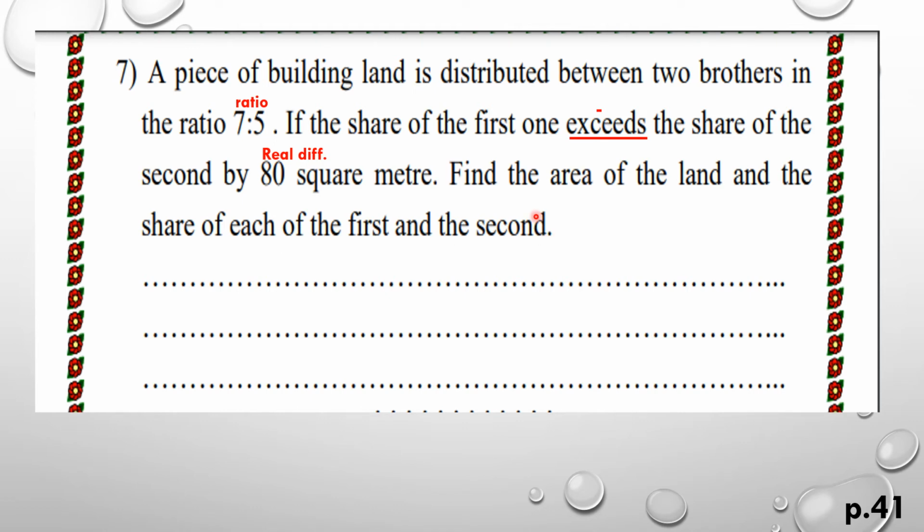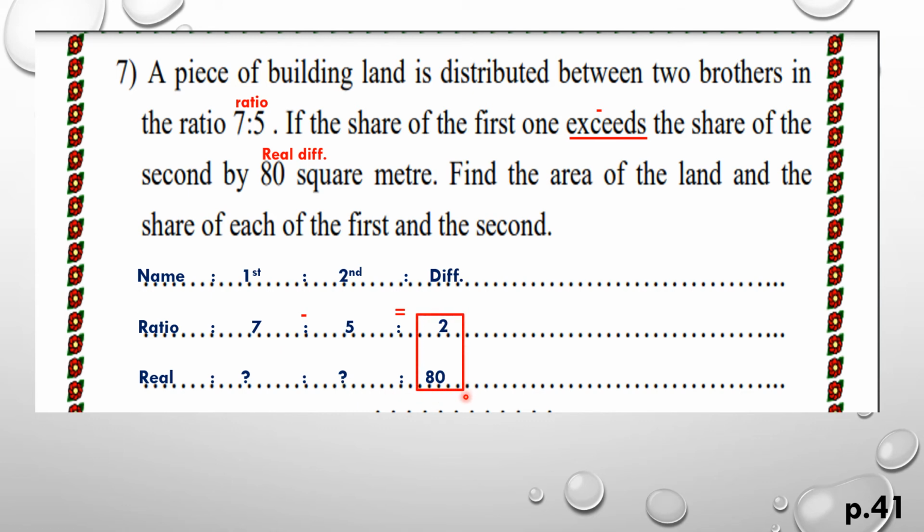Dears, pay attention. We cannot consider distributed as a keyword here. Why? Because we have another keyword which is related to the given information. So our keyword here is exceeds, which means minus. Let's start. Name first to second to difference. Why difference? Because here we have exceeds, which means minus. Ratio 7 to 5. So how can we calculate the difference? 7 minus 5 equals 2. Now, this 80 should be put under the difference beside the real.